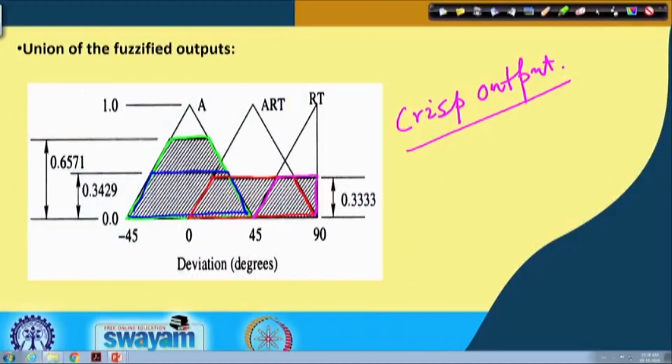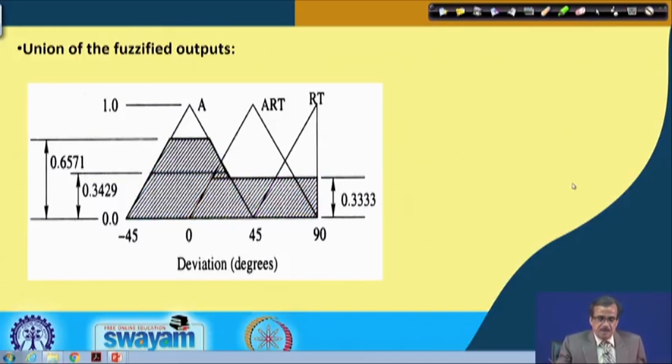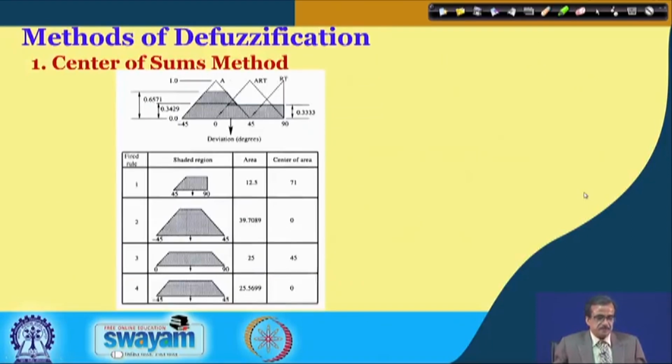So, corresponding to the 4 fired rules, this is actually the fuzzified output, the combined fuzzified output which you have got, and as I told, our aim is to determine what should be the crisp output, and to determine the crisp output actually we will have to take the help of defuzzification. Now, I am just going to discuss the different methods of defuzzification. Now, let us try to concentrate on the methods of defuzzification.